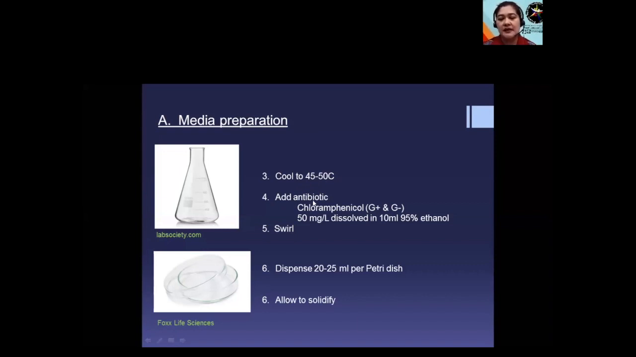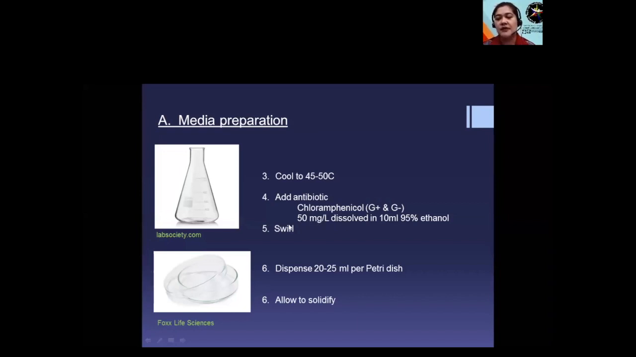What is the use of the antibiotic? Kasi if we do not place an antibiotic, there is a possibility that bacteria will grow. We do not like bacteria because this is a fungal culture. So I suggest make use of chloramphenicol, which would target both gram-positive and gram-negative bacteria. Okay? So kung gumawa ka ng 1 liter ng media mo, then 50 milligrams ang ilalagay mo.